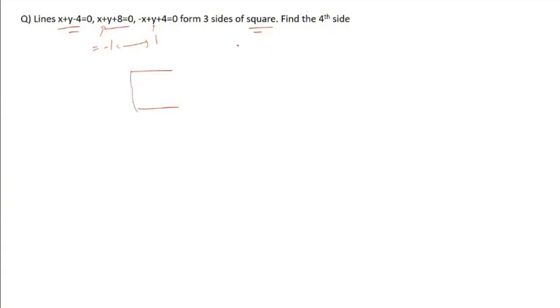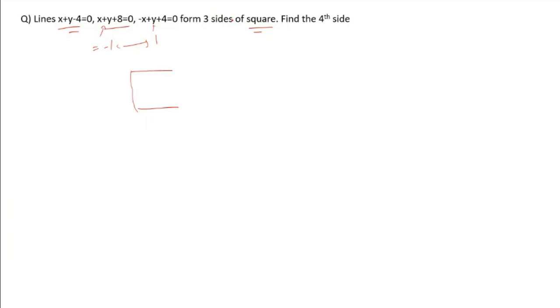Right. In the previous question that we have seen, you needed to find the fourth vertex basically, where we said that the diagonals bisect each other, so the fourth vertex will be this as per midpoint formula. But here you need to find the fourth side of the square. What is the quickest way to do it? One quick way I can think of is, yeah, please go ahead.